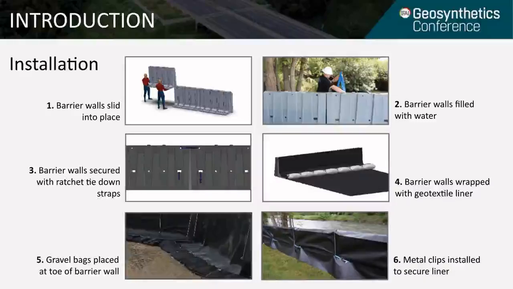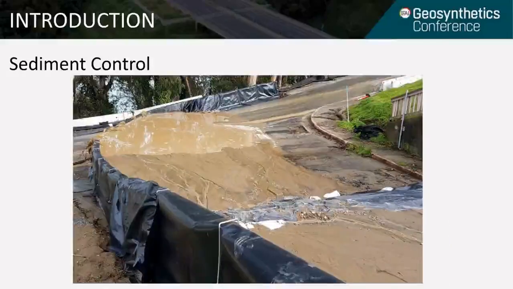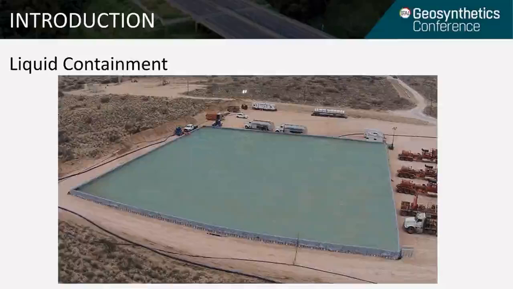Step 5, gravel bags are placed at the toe of the barrier wall to prevent underseepage. And then step 6, the metal clips are installed on top of the wall to secure the geotextile liner to the wall itself. For some examples of the product in use, you can see here it's being used for flood control. Here it's being used for sediment control. And here for liquid containment.